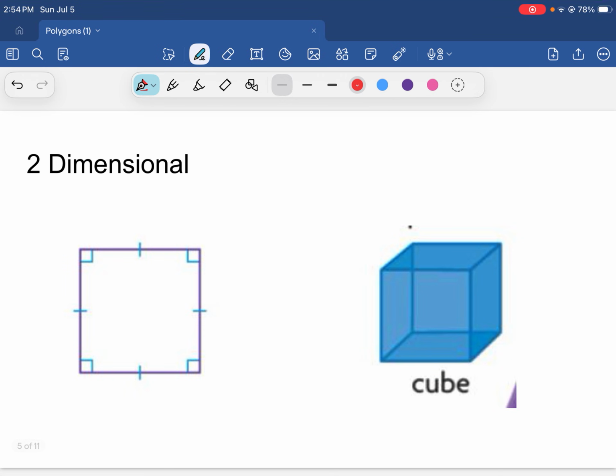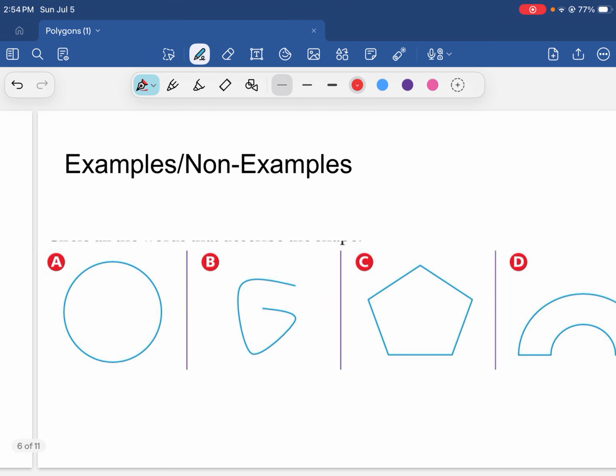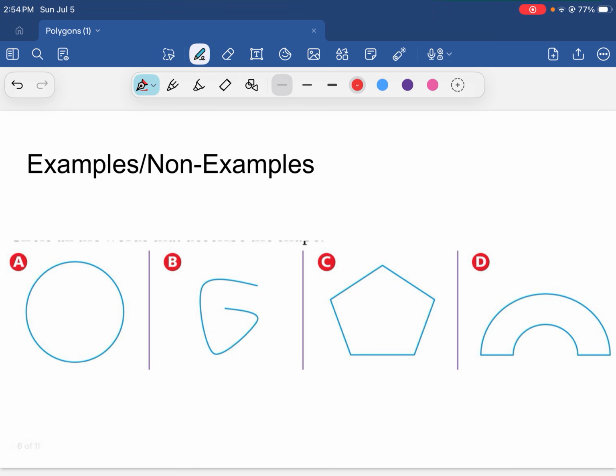The third qualification is that it needs to be two-dimensional or a plane shape. So if you look here, you can see that this is a two-dimensional shape. It's flat. This is a three-dimensional shape, so it would not be considered a polygon. These shapes have a special name that you'll learn later. So let's talk about some examples and non-examples of what a polygon is.